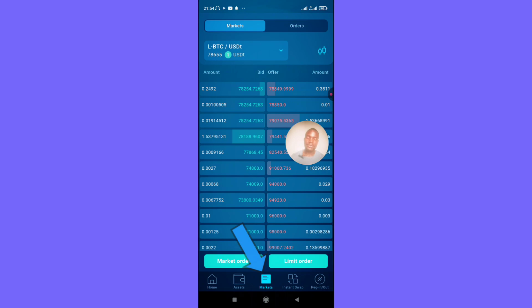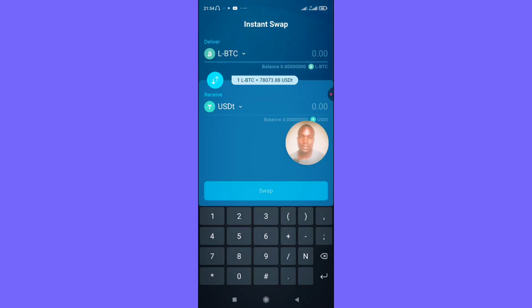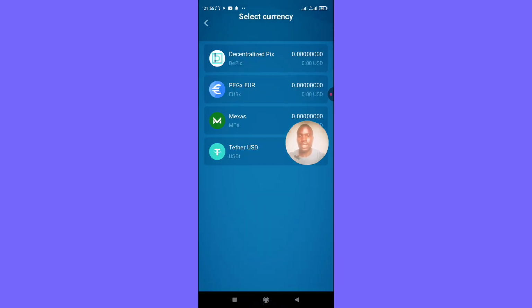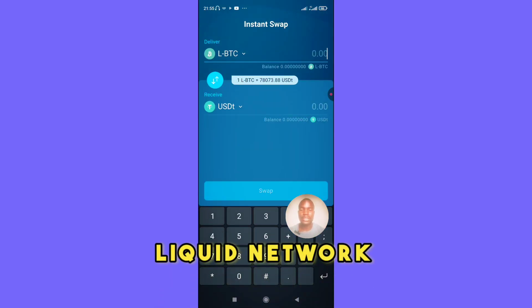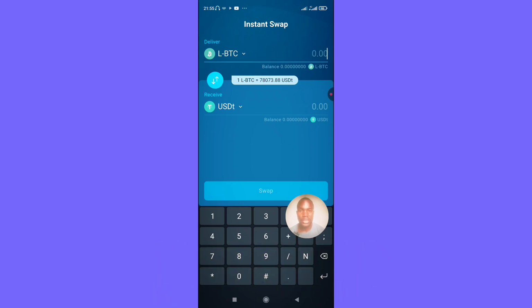When you are on the market, you can either make a market order or a limit order. So you can choose your own price that you want to buy the Bitcoin or sell the Bitcoin for. And then under the instant swap, this is now the place enabling you to swap your L-BTC into other assets shown within here. So here you'll only be interacting with the liquid network. It doesn't support the Bitcoin L1 or the mainnet. Anything you are interacting with here is on the liquid network.